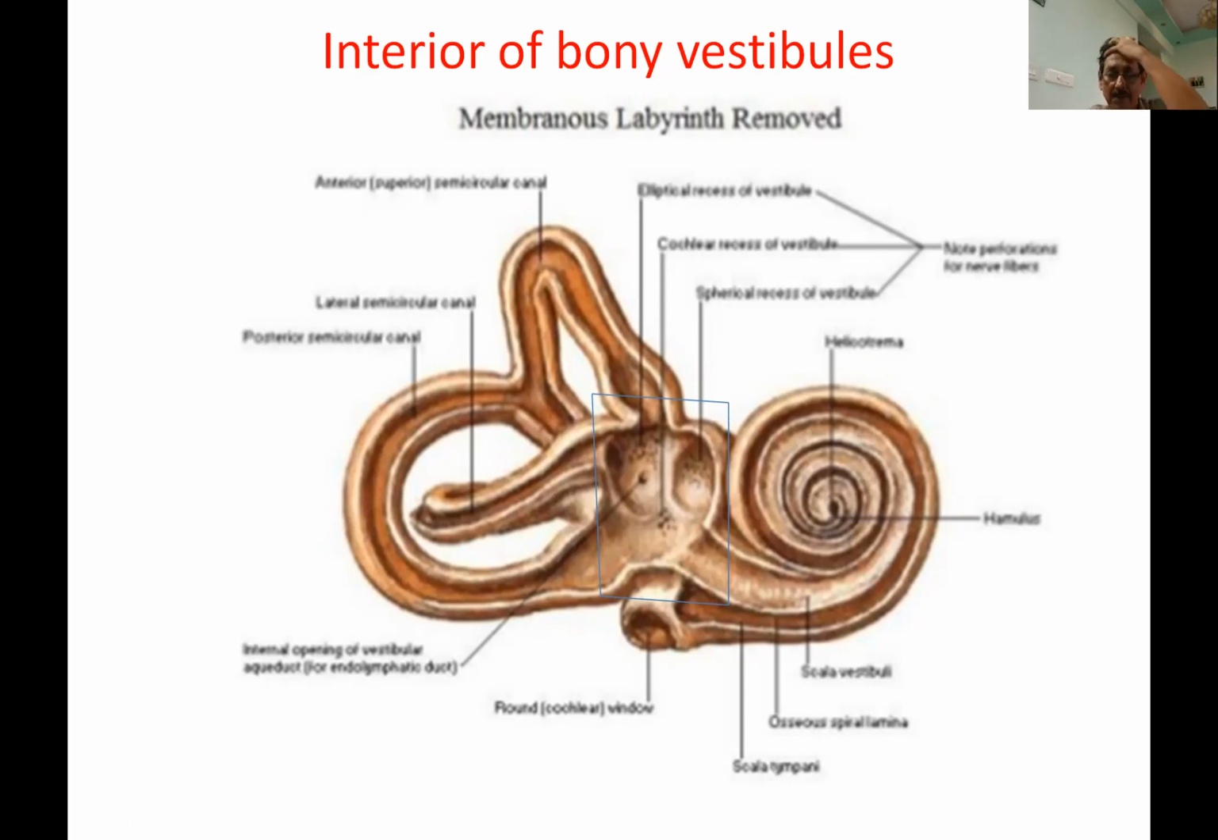After removing the membranous labyrinth, we can see the spherical recess anteriorly, which is for the saccule, with the vestibular crest and the pyramid. The lower end of the vestibular crest splits to enclose the aqueduct of the cochlea.